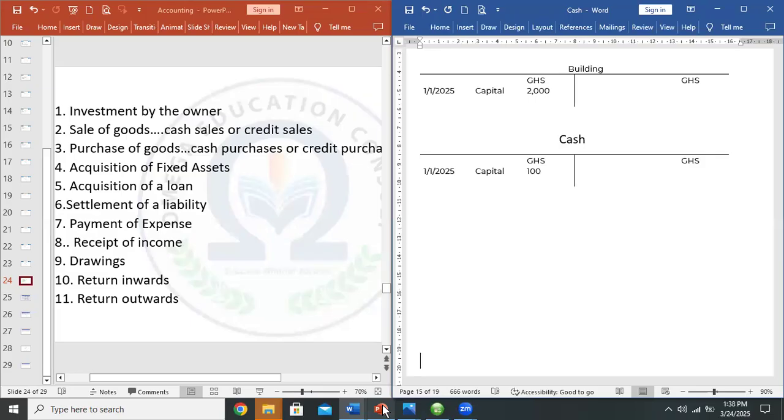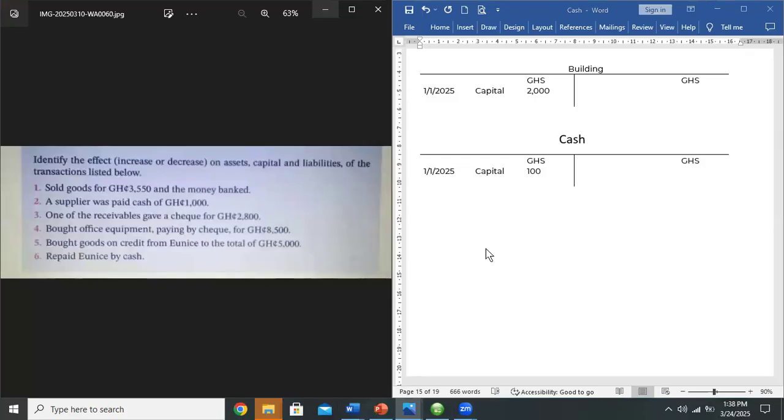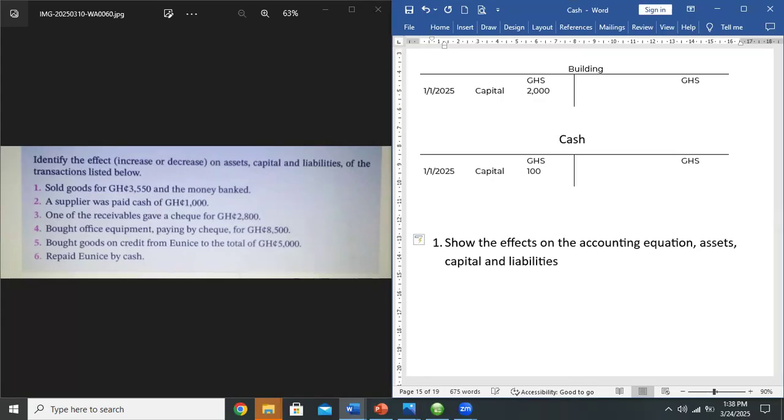Now, professors, let me also alert you on this. The 2 main requirements of this question, number 1, will be to show the effects on the accounting equation, or in some books, you see show the effect on assets, capital, and liabilities. That is one of the requirements. If you see this as the requirement of the question, what you are supposed to do is to tell us increase in asset, decrease in liability, or whatever, as we have discussed.